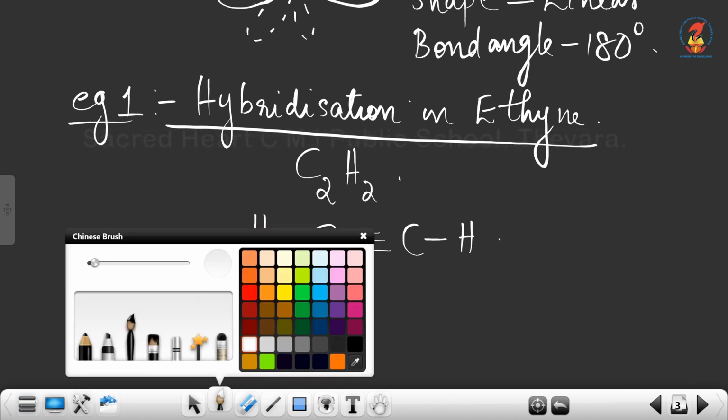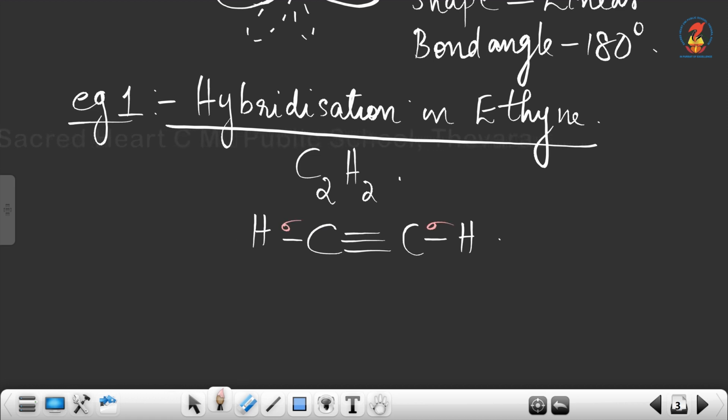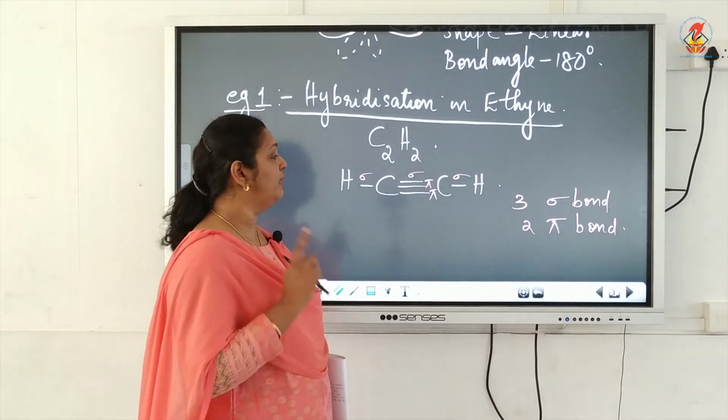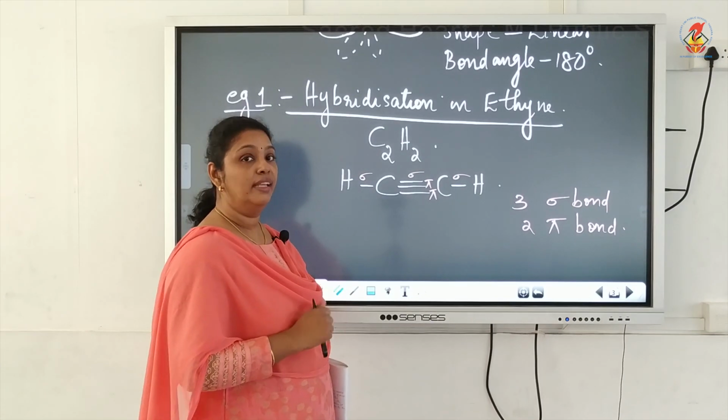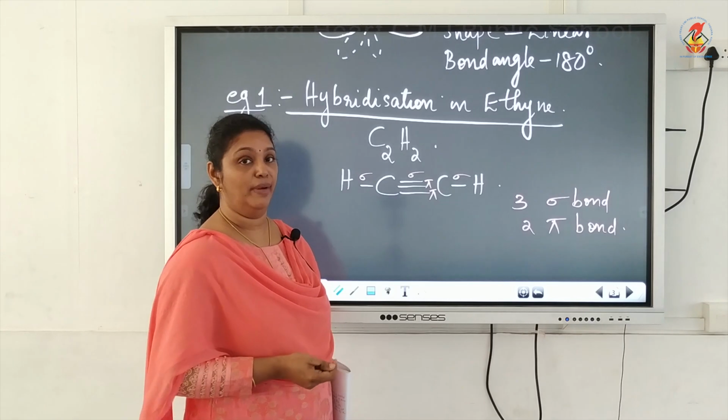And you can see we have CH sigma bonds and a triple bond between two carbon atoms, which means one bond is sigma and the other two bonds are pi bonds. So how many sigma and pi bonds in ethyne molecule do we have? 3 sigma bonds and 2 pi bonds. And which are the 3 sigma bonds? We have 2 CH sigma bonds and 1 CC sigma bond. The pi bonds are between two carbon atoms.